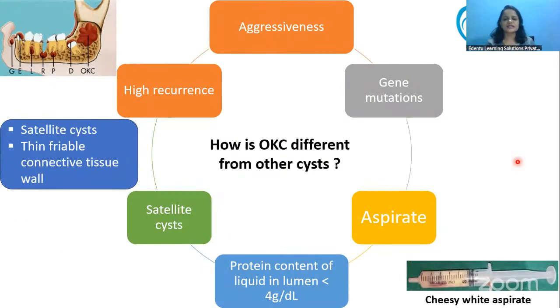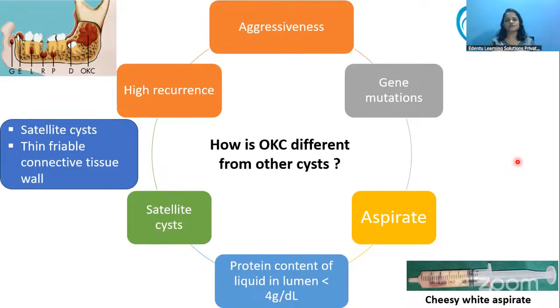Now, next is regarding how this OKC is different from other odontogenic cysts. So what makes this OKC different from other cysts? First one is its high recurrence rate. The treatment for this OKC is usually enucleation along with curettage also. And then we usually do chemical cauterization also with the help of Carnoy's fluid.